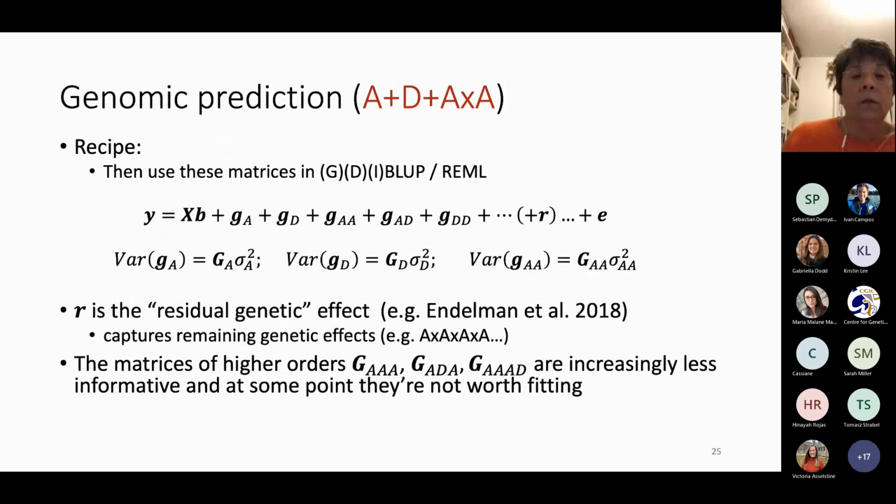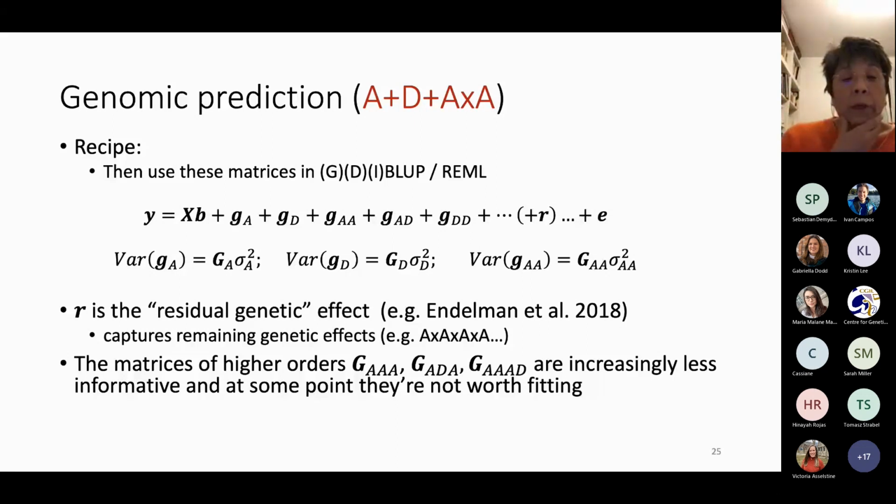Once we have that, we can use it in a mixed model. In the mixed model, you have the phenotype, the fixed effects, then the additive effect, the dominance deviation effect, and the epistatic effect. You also have to consider a permanent effect, or here we call it the residual genetic effect, because this residual genetic effect will capture all the remaining genetic effects that we don't put in the model.